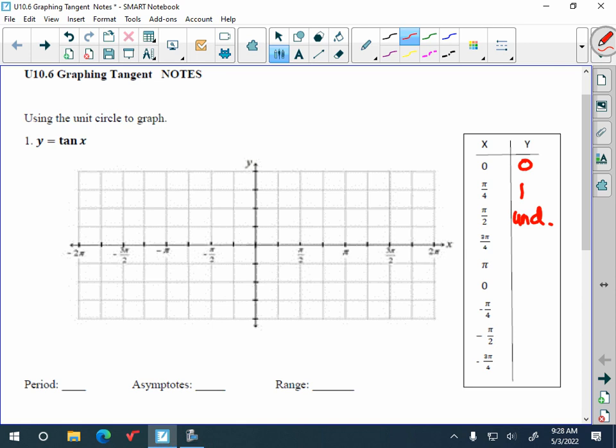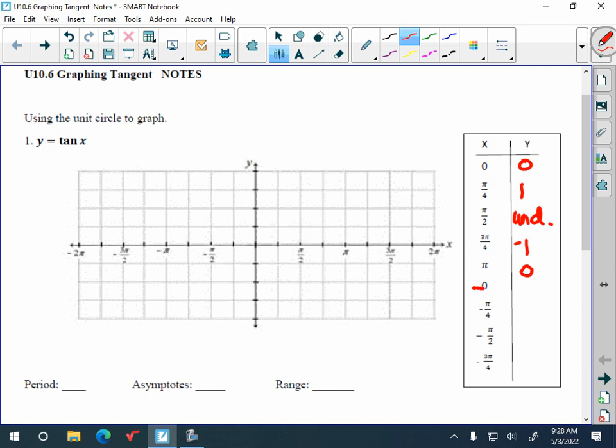3 pi over 4, okay, so we're in quadrant 2 now. That's at 135 degrees. For 3 pi over 4, the ordered pair is the same as pi over 4, except the signs are different. So that's going to get us negative 1. At pi, that's 180 degrees. The ordered pair is (negative 1, 0). And when you do y divided by x, that's 0.